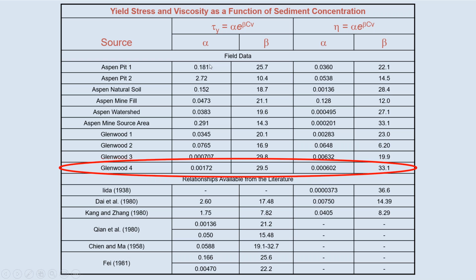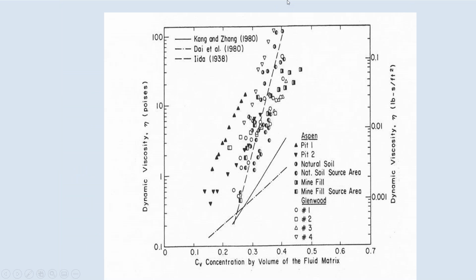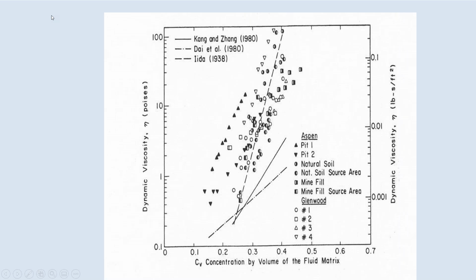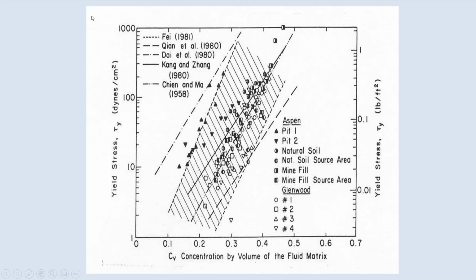So this is a common form of relating the shear stress, the yield stress and the viscosity as a function of the concentration. If you plot all of these together, you can see that there's a general range, not only for the data that I put together, but for the data that others have collected. This is the yield stress, this was the viscosity. So you see how these fall into a general envelope.